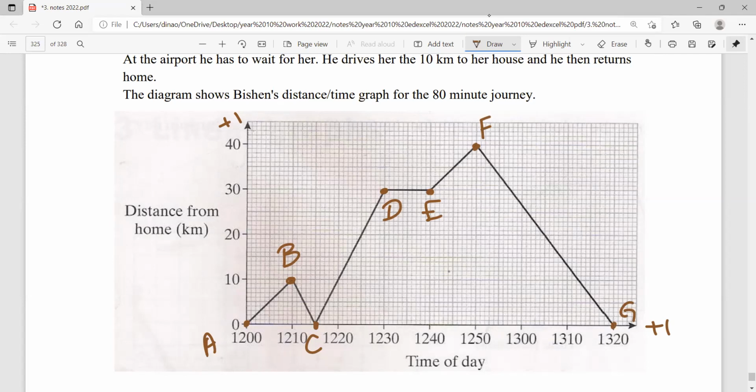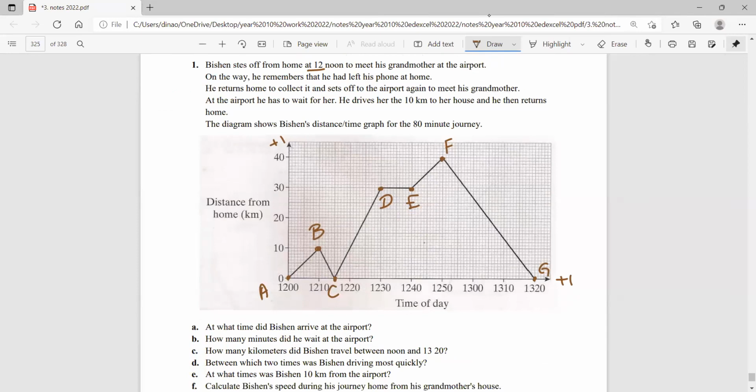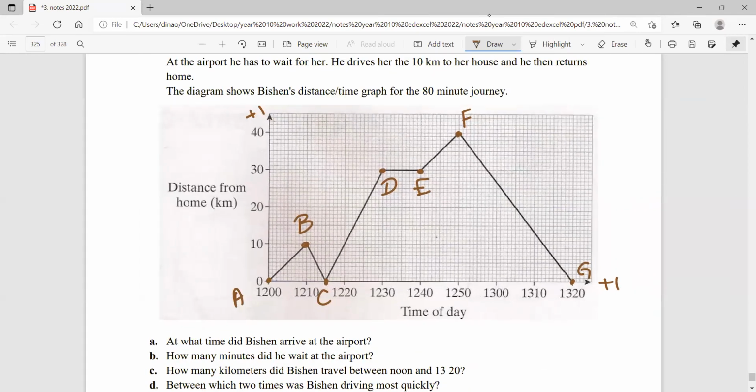Let's see the questions. At what time did he arrive at the airport? So where is the airport? Which point? The airport is point D. So he arrived at 12:30. Notice this 30 kilometers here is my airport. This is the airport. How many minutes did he wait at the airport? The waiting letters are D and E. He waited in the airport from 12:30 to 12:40 which is 10 minutes. I don't know who waits only 10 minutes at the airport. We wait much longer than that.